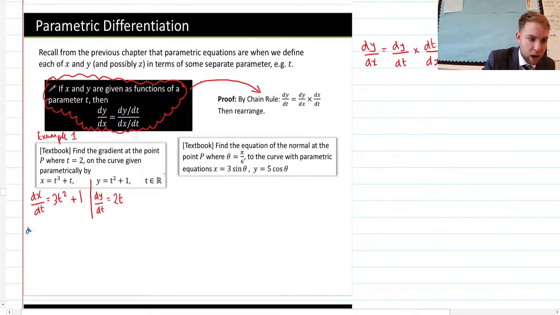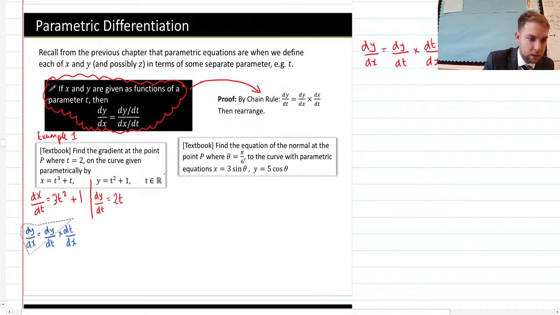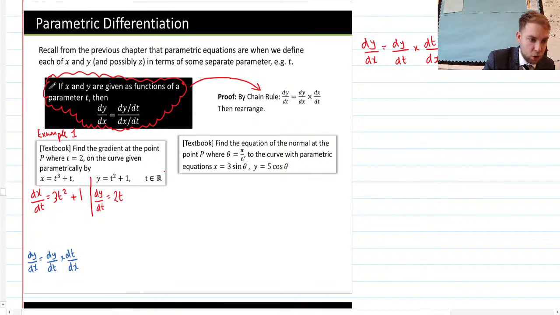So if we want the gradient of the curve, what we really want is dy by dx. So we know that dy by dx is equal to, from that formula up on the top right, dy by dt times by dt by dx. So the only thing we've got to do here is we need to, I'm just going to bring this down a little sec. We actually need to do the reciprocal of this top one here. So we don't want dx by dt, we want dt by dx. And this is equal to 1 over 3t squared plus 1.